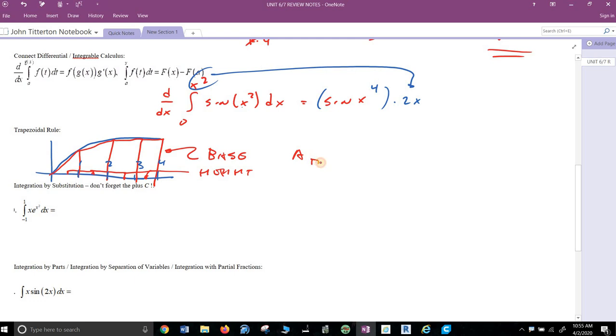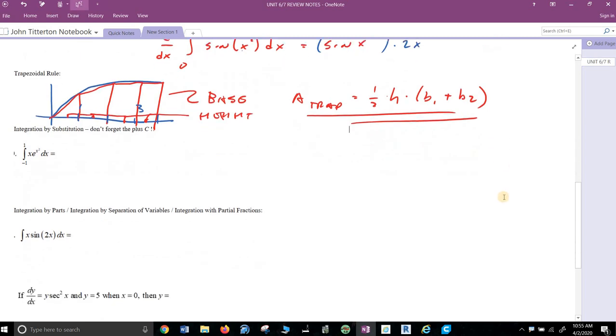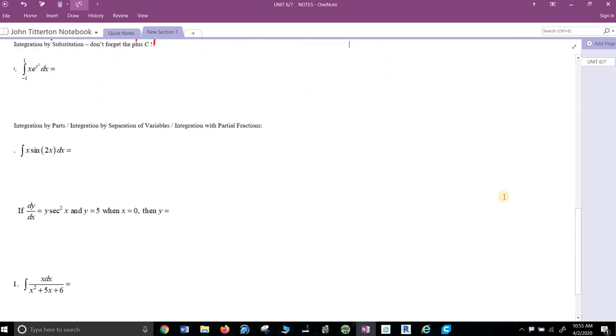And area of a trapezoid is 1/2 the height times base 1 plus base 2. So this is not meant to go through that in great detail. You need to remember how to do that. But that's your basic formula. There's a whole bunch of shortcuts for that, but I would avoid them if at all possible.